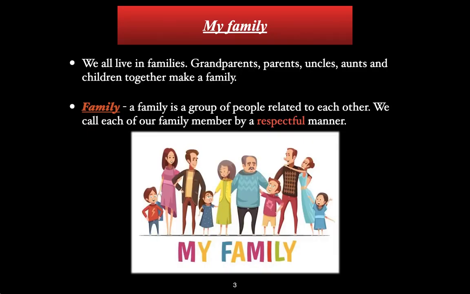Okay, so as we studied yesterday about what a family means. Children, we all live in families. Grandparents, parents, uncles, aunts and children together make a family. Now, what is the definition of a family? A family is a group of people related to each other. And we call each of our family members in a respectful manner. Isn't it, children?